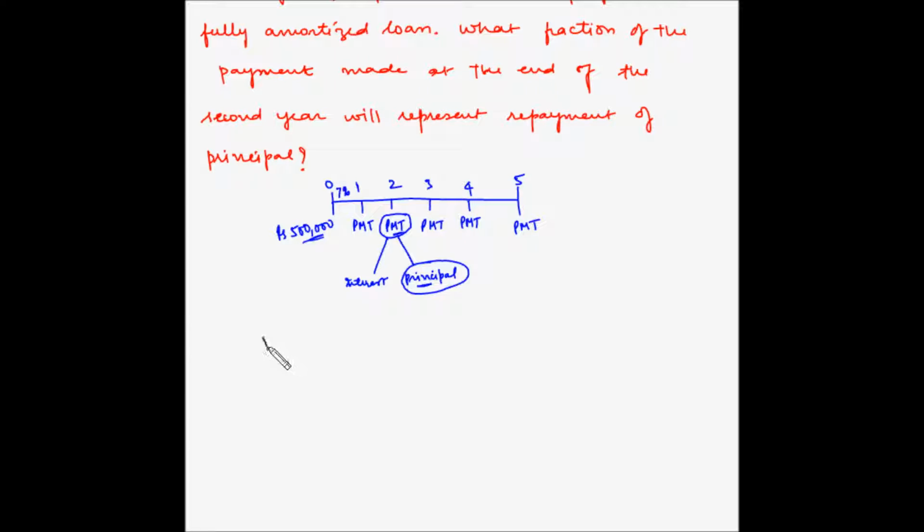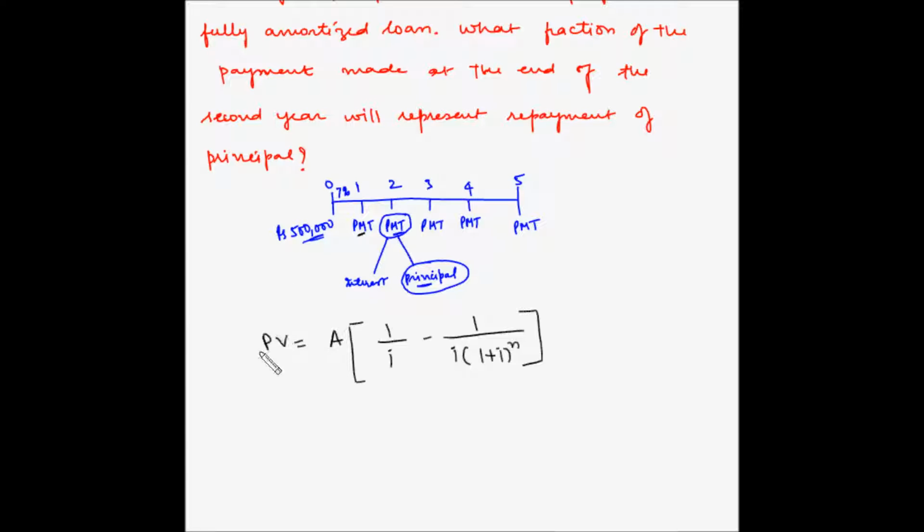The formula is present value equals A into bracket 1 divided by I minus 1 divided by I into 1 plus I to the power n. Here A is the annuity amount, which is nothing but this payment. I is the rate of interest, which is 7%, and n is the number of periods, which is 5. So let's plug in the values in this formula.